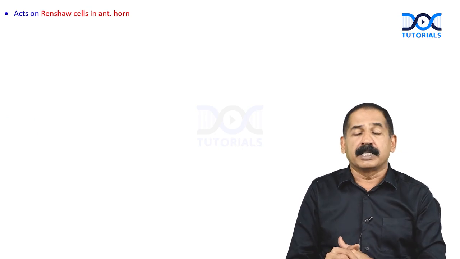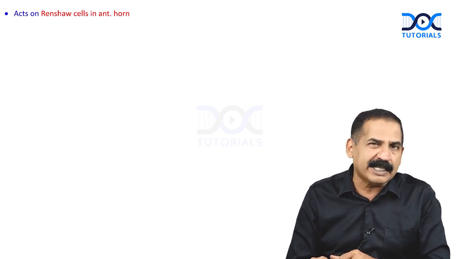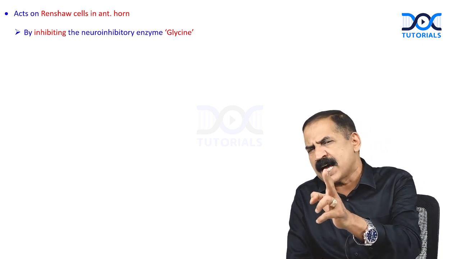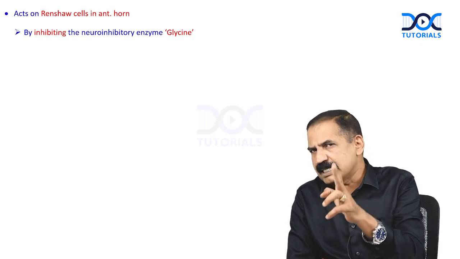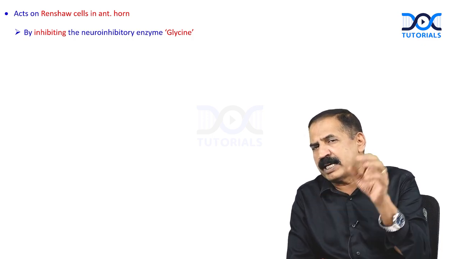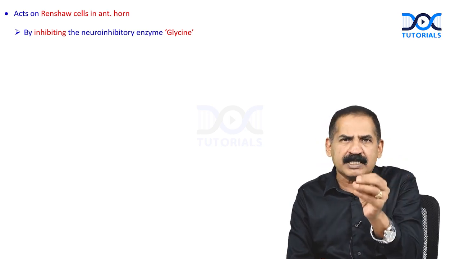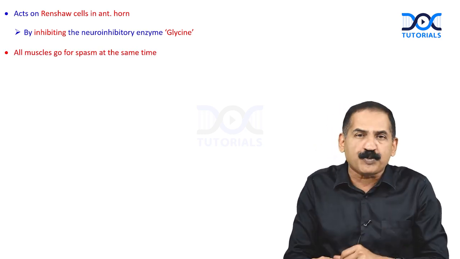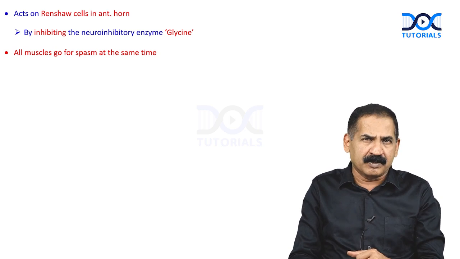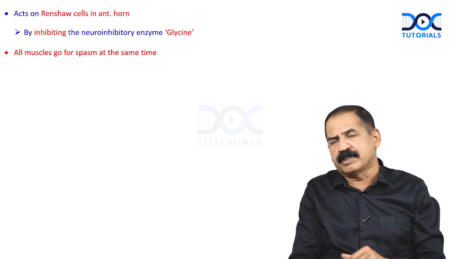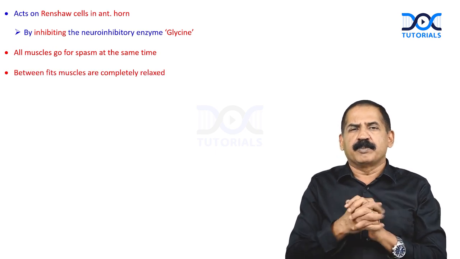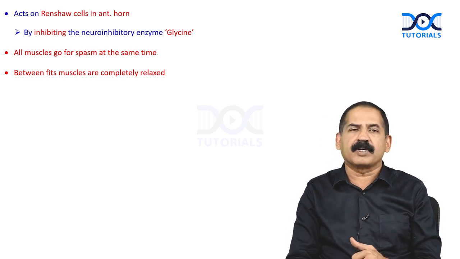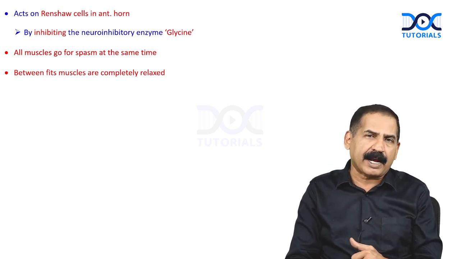It acts on Renshaw cells in the anterior horn in the spinal cord by inhibiting the neuroinhibitory transmitter glycine. Glycine is a neuroinhibitory transmitter. When glycine is inhibited, the person goes into reflex excitation. All muscles go into spasm at the same time. In between the spasms, all the muscles are totally relaxed.